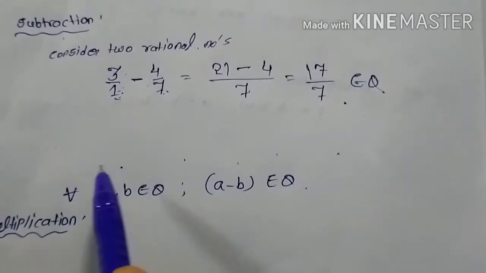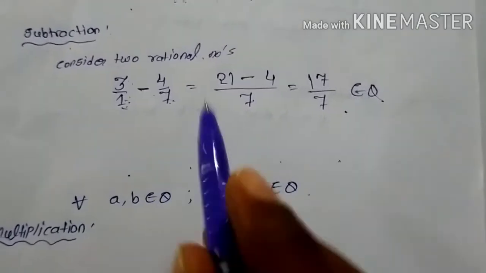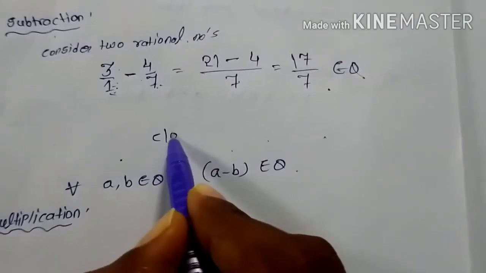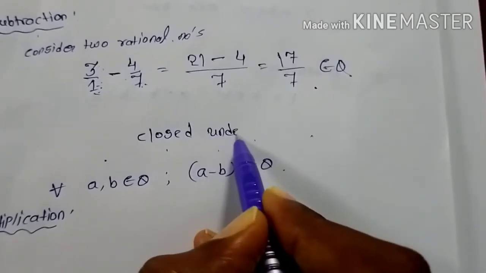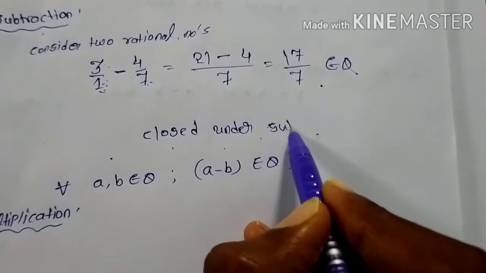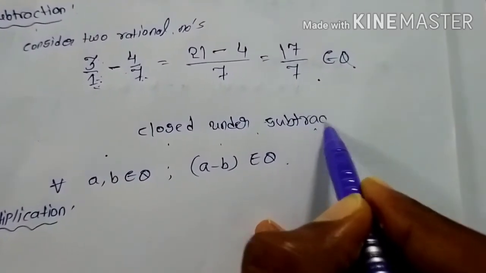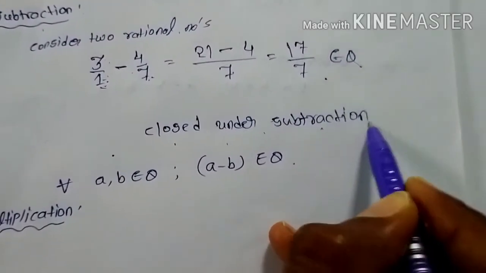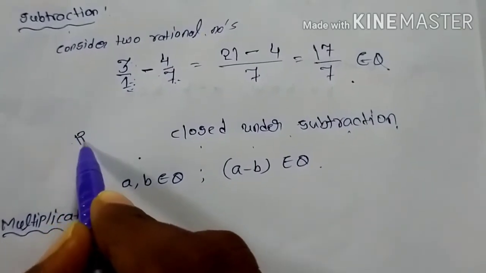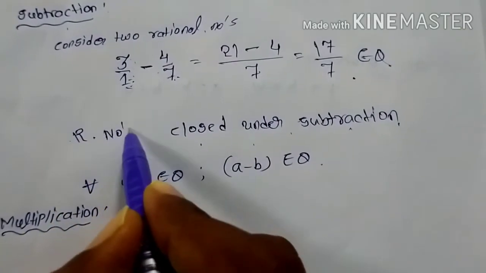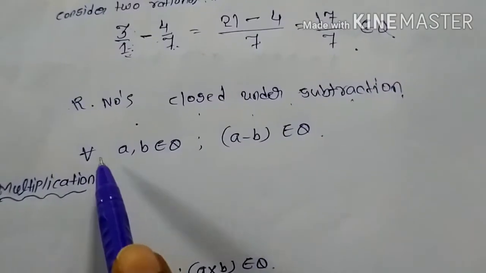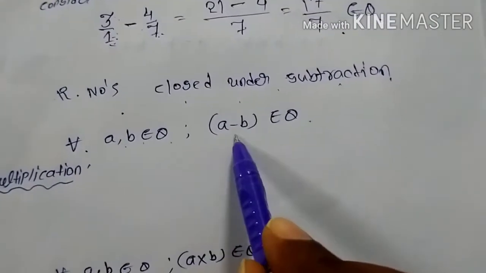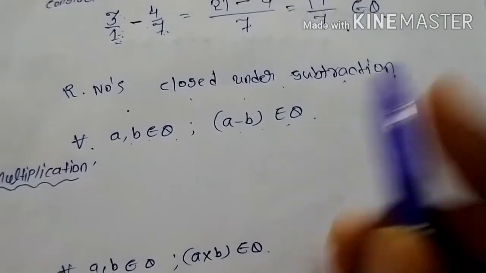You have to write here: rational numbers are closed. Is that closed or not? Yes, closed under subtraction. Rational numbers are closed under subtraction. So I mentioned here, for all a, b belongs to Q, a minus b also belongs to Q.